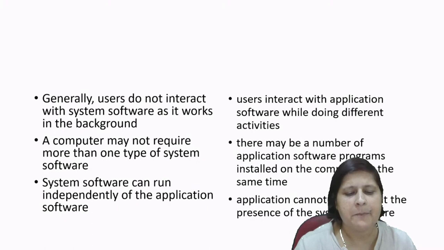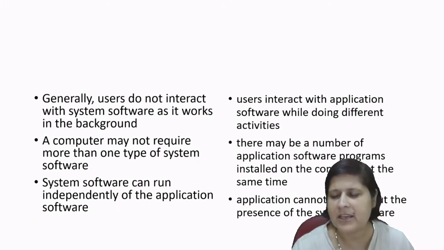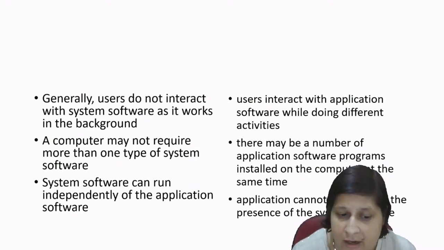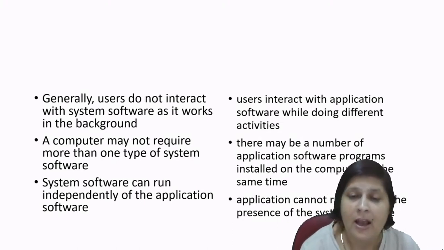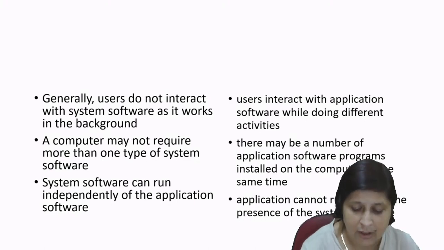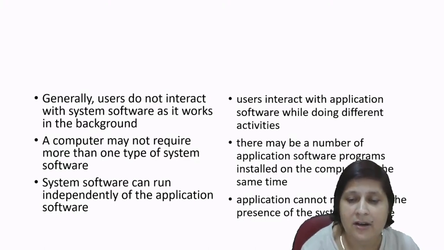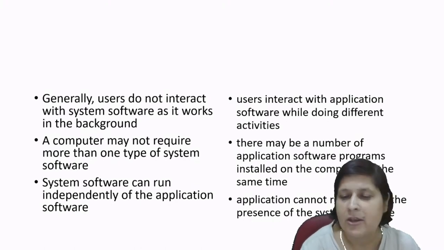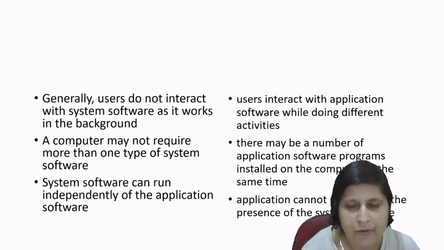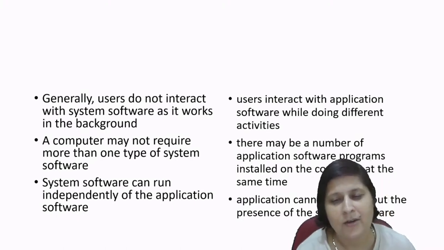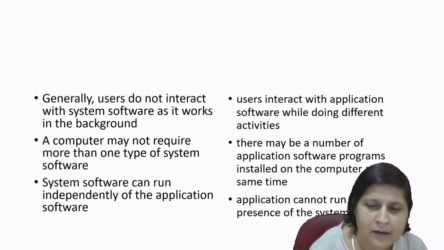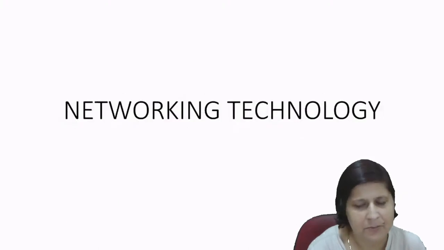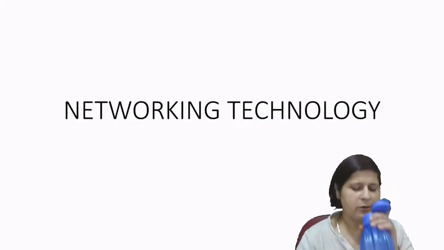System software can run independently of application software, and application software cannot run without the presence of system software. System software can run independently of the application software, while an application program is dependent on the system software. Until and unless you have an operating system installed on your computer system, you cannot use your application softwares. If you don't have application software but you have an operating system installed on your system, that is perfectly all right. I hope this is clear to everyone.